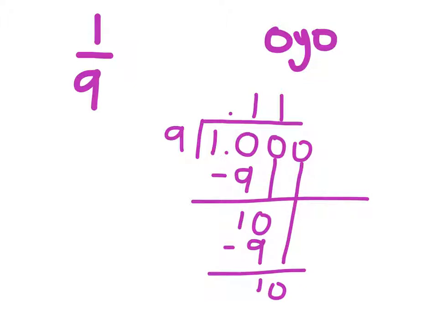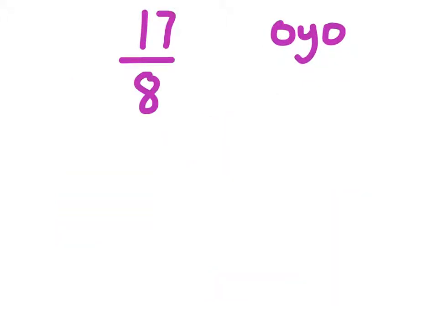And so we can stop. Our answer is going to be 0.1 repeating. Okay, so that's your answer for this one. Give you another one to practice here, a little bit different. Pause the video here. Unpause it when you're ready for the answer.